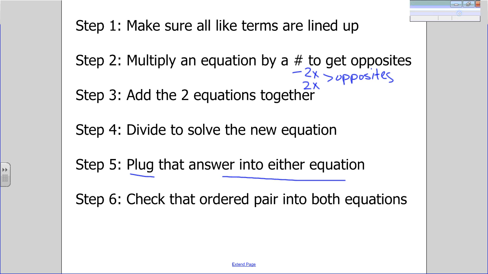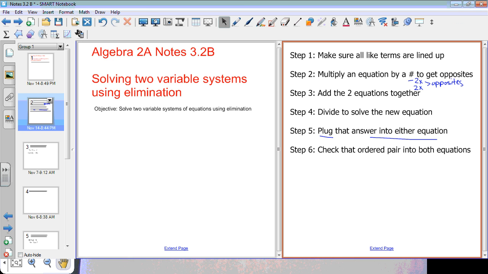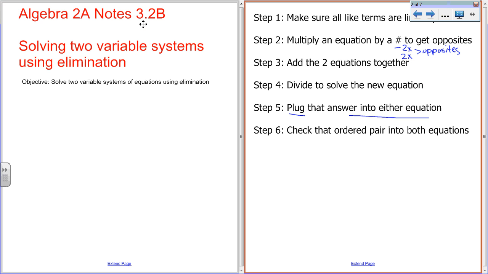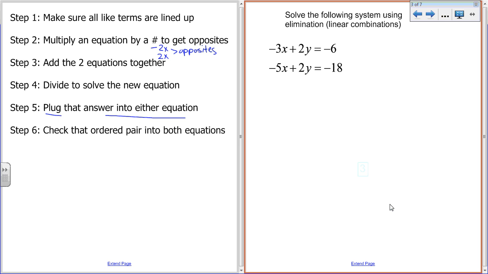So let's go to a split screen, and let's see what that process is looking like. All right. So we want to solve the following system using elimination, also called linear combinations, because you're adding or you're combining the two equations together. So right now I want to see if we have like terms lined up. So we have x over x. We have y over y. So like terms are lined up.